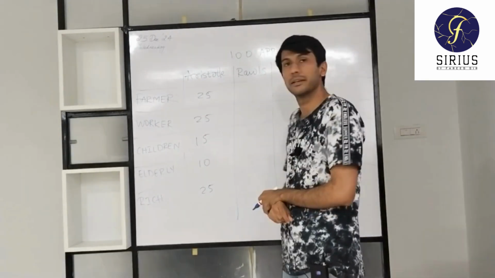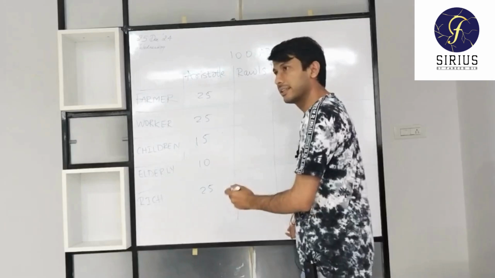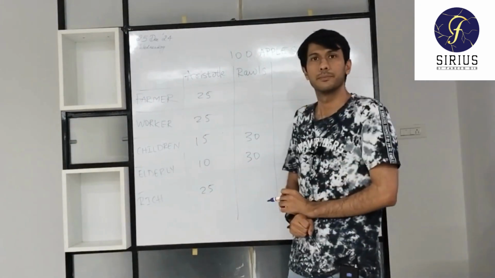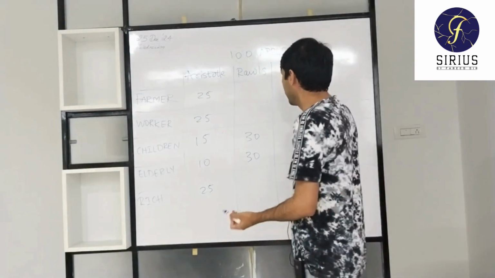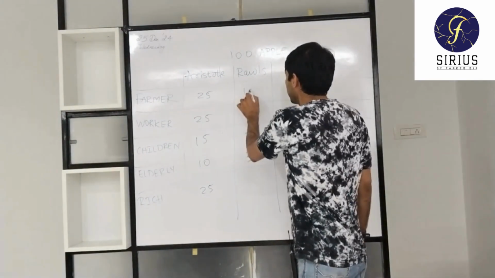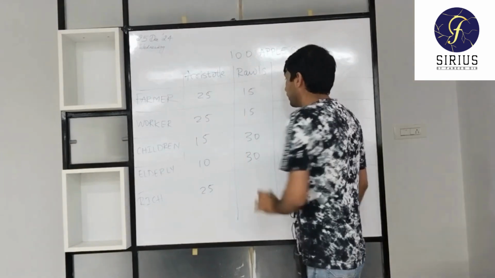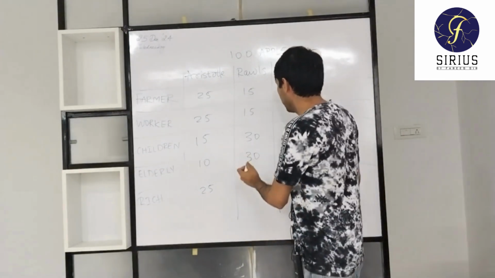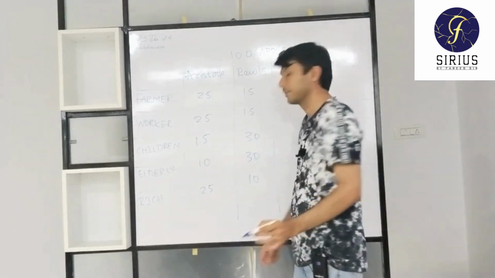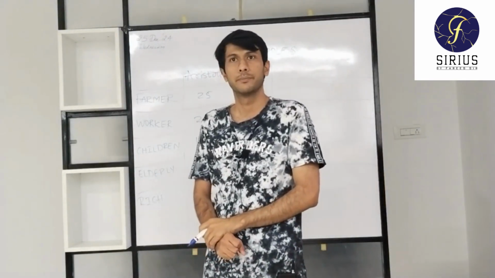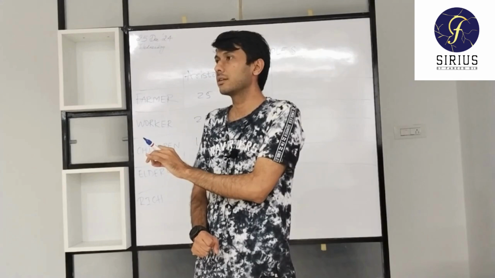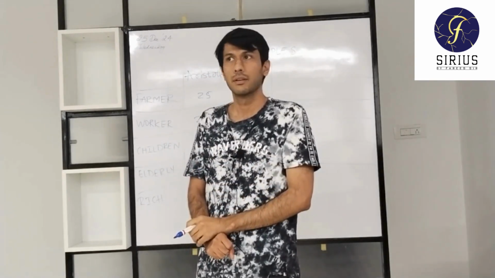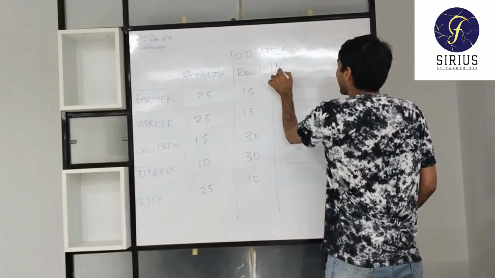So who are the most vulnerable here? Elderly and the children. Okay, so he will probably allocate 30 apples each. Then for the workers, 15. And how much is remaining? 10, right? That will go to the church. So Rawls will use the principle of difference. Now let's bring in Marx.